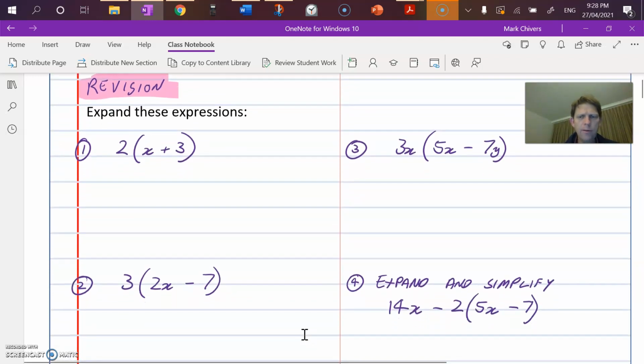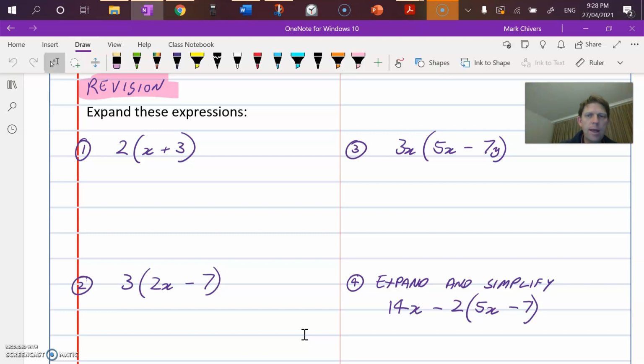If you're feeling particularly strong, you could pause the video here, have a go at these, and then I can go through my solutions. If you're looking at this right now and going, oh my gosh, I can't remember before Easter, then I'll quickly run through how we do these ones.